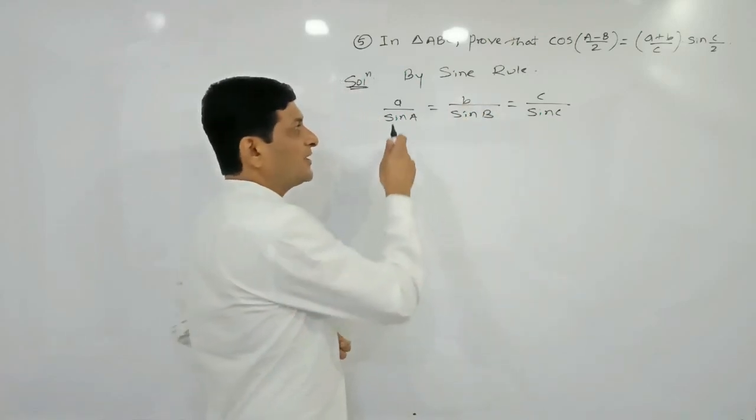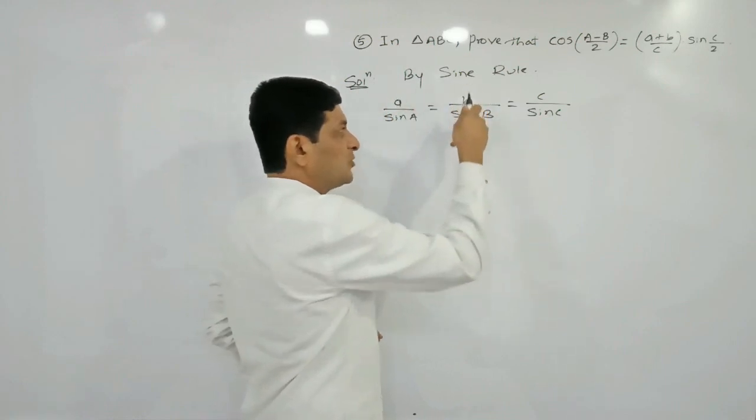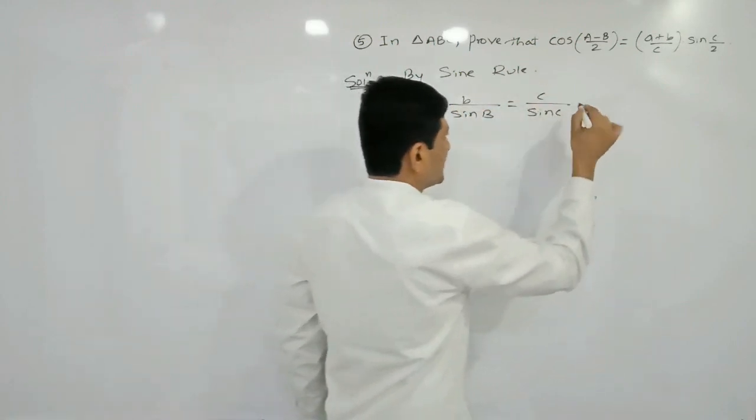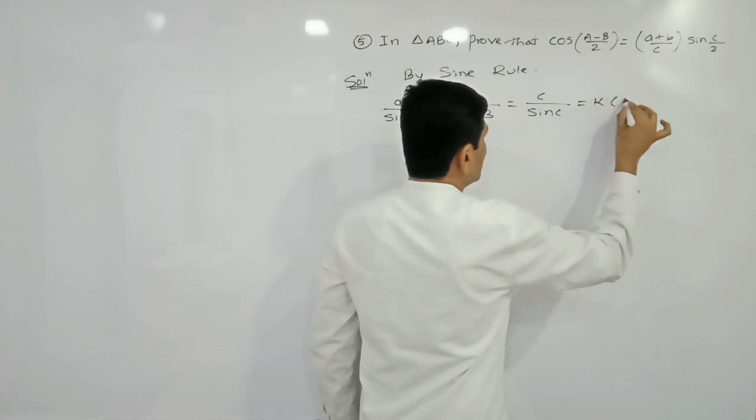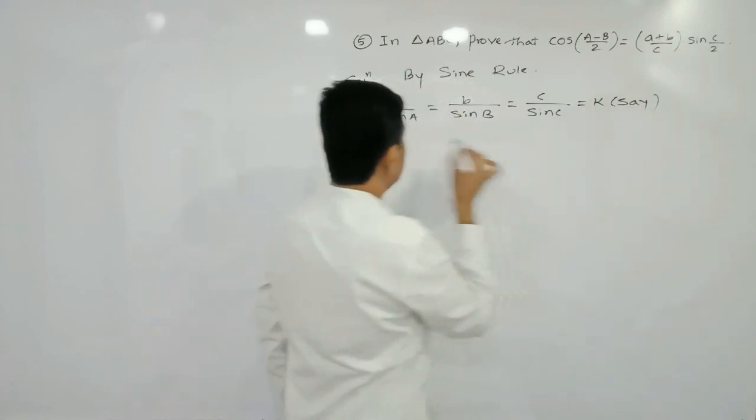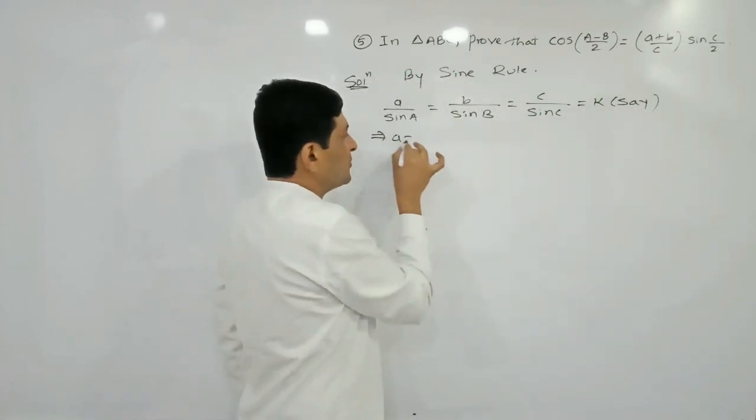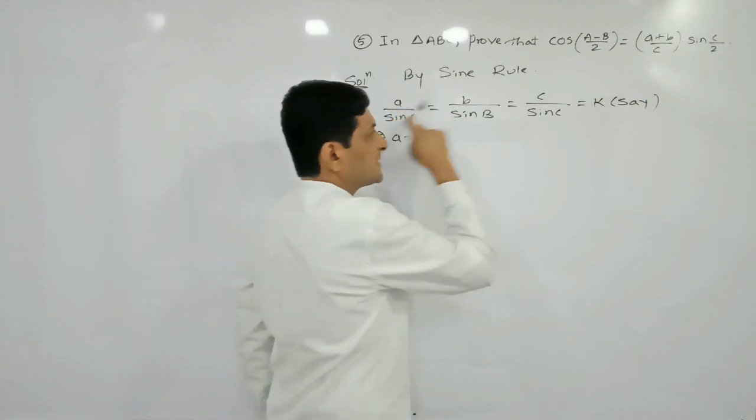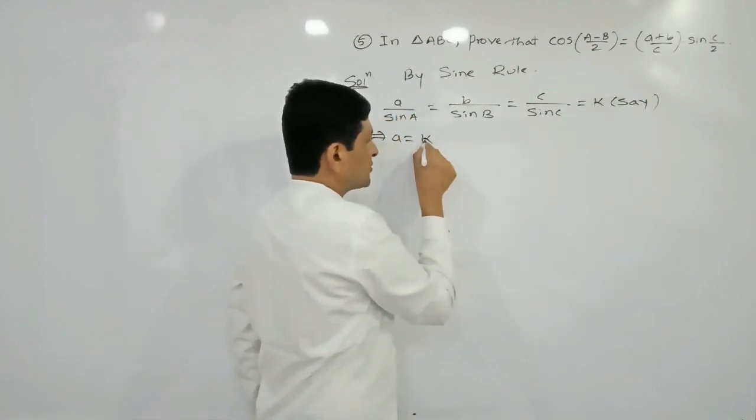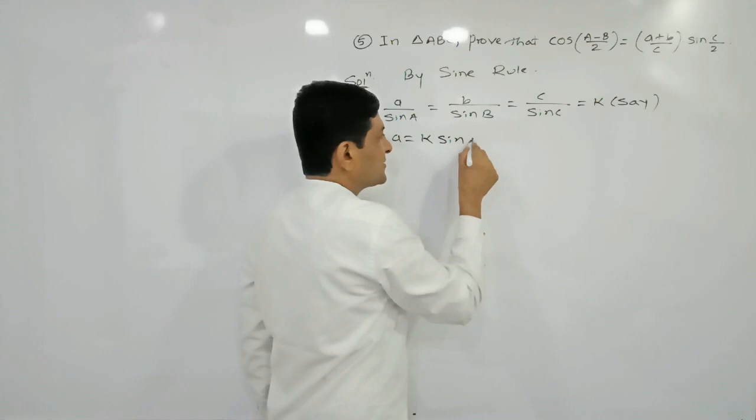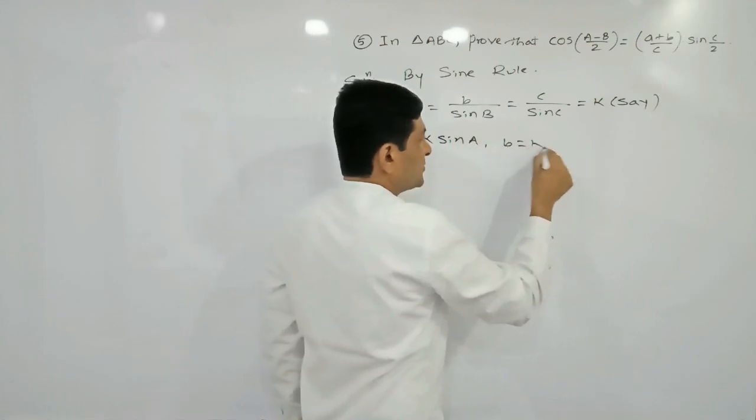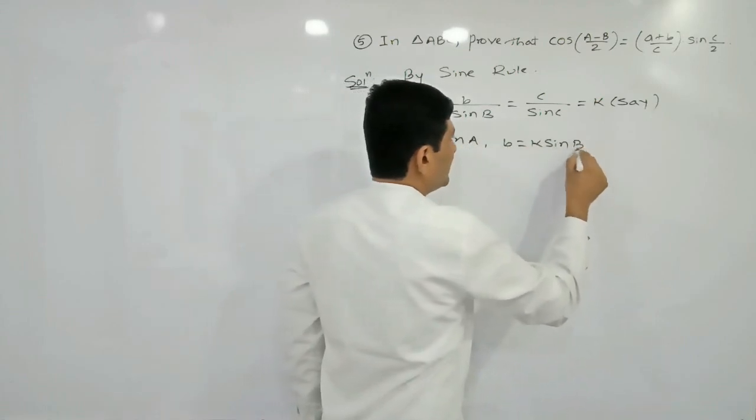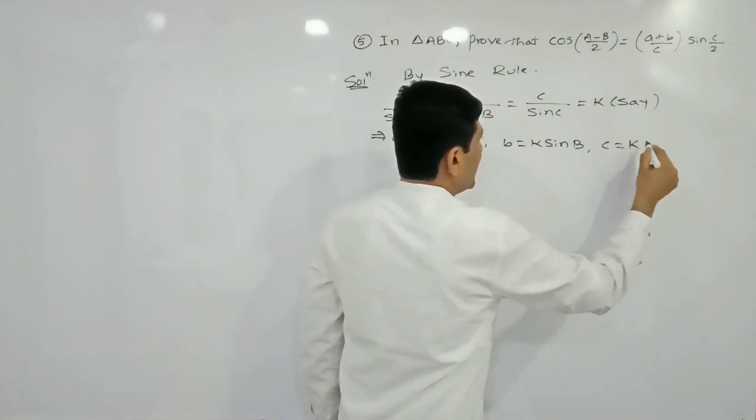According to the sine rule, a upon sine A is equal to b upon sine B is equal to c upon sine C, and I am denoting this ratio by k. So this implies that a will be equal to k sine A, since sine A gets multiplied on this side. In the same way, b will be equal to k sine B, and c will be equal to k sine C.